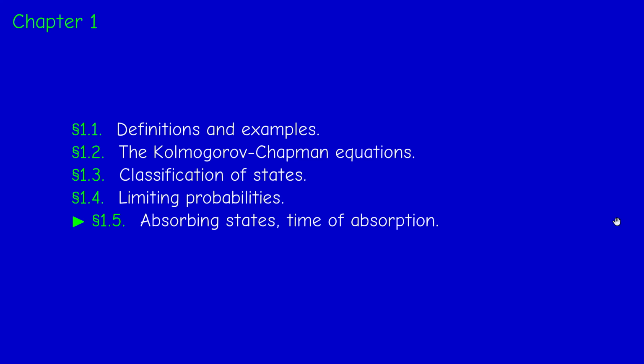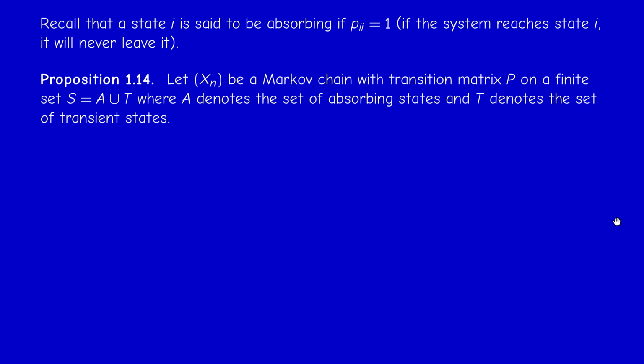Okay, so we already encountered examples of absorbing states when we considered the random walk with absorbing boundaries. Right? There were two absorbing states. The snake ladder game has one absorbing state, which is the final state. So absorbing means that once you reach the state, you will stick there. This means that the transition probability from an absorbing state to itself is 1.